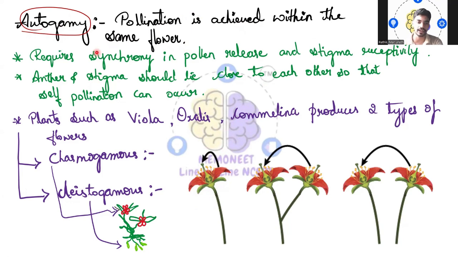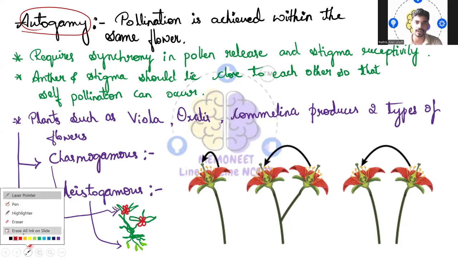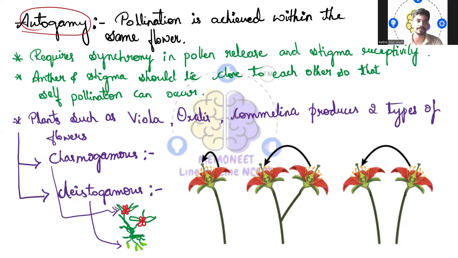So when I'm talking about autogamy, how does the pollination happen here? There should be a synchronized pattern between the shedding of the pollen grains and the maturity of the stigma. So in autogamy, the pollen is released, and at the same time the stigma should also have receptivity. That means the stigma should be mature and show receptivity. Only then does this autogamy phenomenon happen.